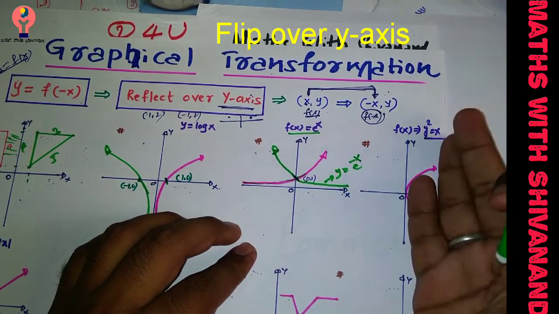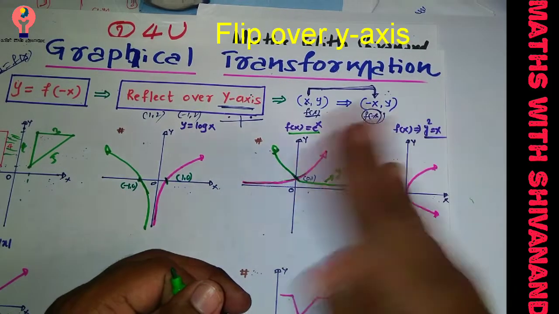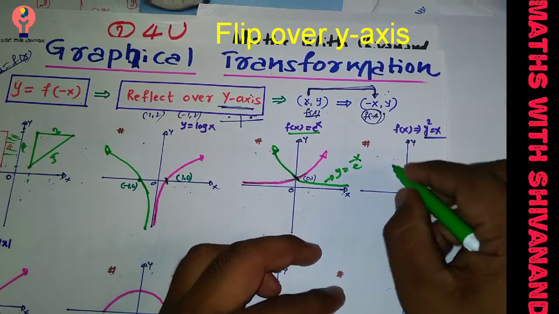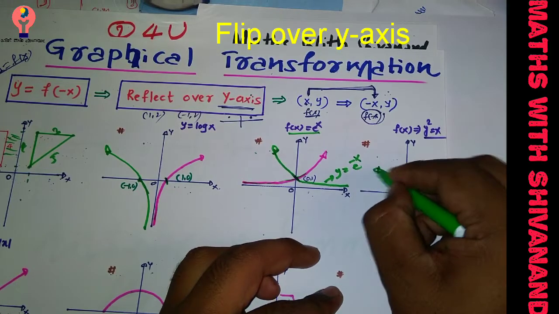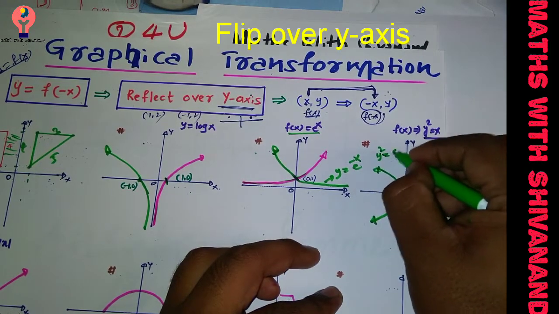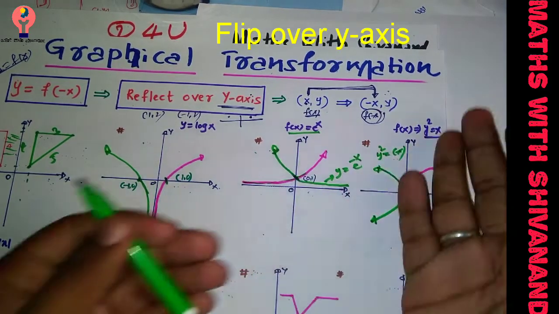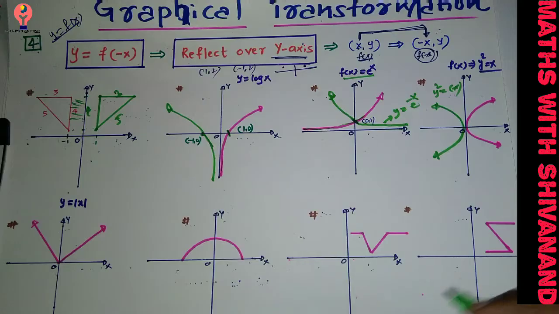Now, after reflecting about the y-axis, reflect. So reflect here, what will happen? Definitely, hope you are getting this point here. This is y squared equals minus x. So reflecting over the y-axis, yes.